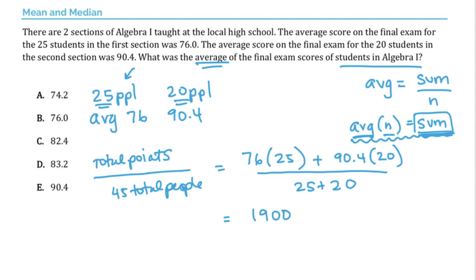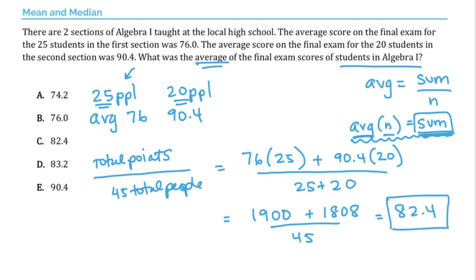So we end up with 1,900 points total coming from our first section and 1,808 total points coming from our second section, divided by 45 total people. And we get that the average for both classes, the students in Algebra 1 in the first section and the second section, is 82.4. So the answer is C.